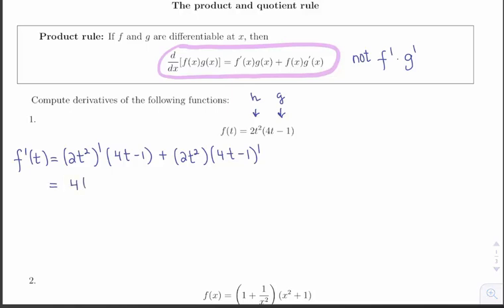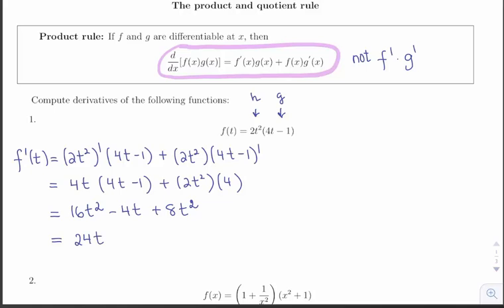This is 4t times 4t minus 1 plus 2t squared, and the derivative of 4t minus 1, that's just 4. Now we'll multiply it through, combine like terms. So we get 16t squared minus 4t plus 8t squared. And this is equal to what? 24t squared minus 4t. That is your derivative.